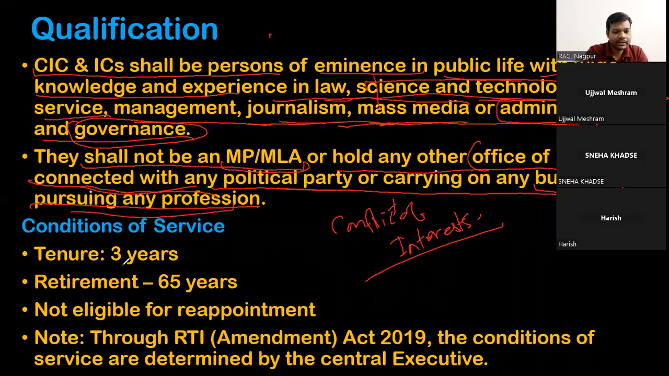Conditions of service: the tenure of CIC and IC is 3 years. It used to be 5 years earlier.